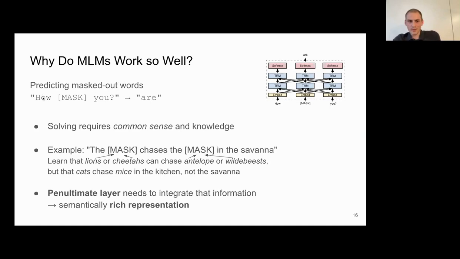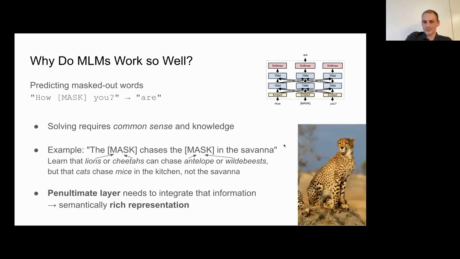I had this basic example before, "how mask you", and then the solution was "are". It's fairly obvious. If we look at a more elaborate example, this would be "the mask chases the mask in the savannah". You can think for yourself what fits. Who chases whom in the savannah? That already requires some domain knowledge. You need to know that animals probably chase each other, or humans can chase each other, and which animals live in the savannah and so on. So in this case, it's more likely that lions or cheetahs chase antelopes or wildebeests. This is a cheetah. And that cats and mice, for example, wouldn't fit here because they don't live in the savannah.